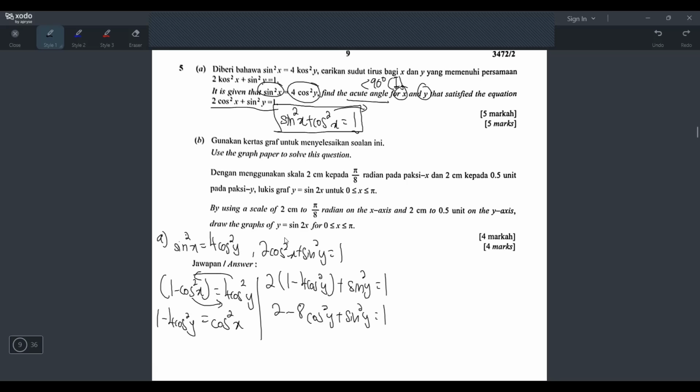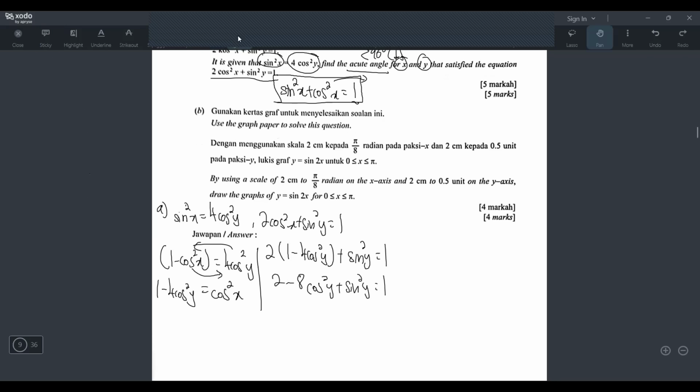And then, how to continue? Let's see. Can we factorize? Okay, it's sine and cos. Okay, we can use the basic identity again, because now my equation, although it has only one variable, which is y, you have two different trigo functions. Okay, you have sine and cos, right? And you cannot solve when it has two different trigo. You want your equation to have sine only all the way or cos only all the way. So I think I have to convert the cos square to what?